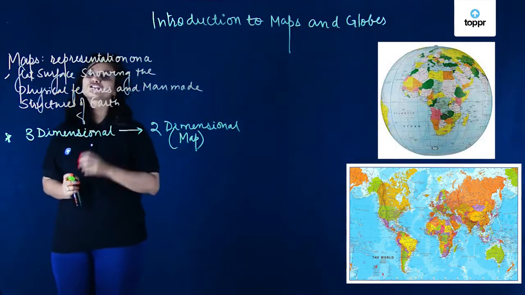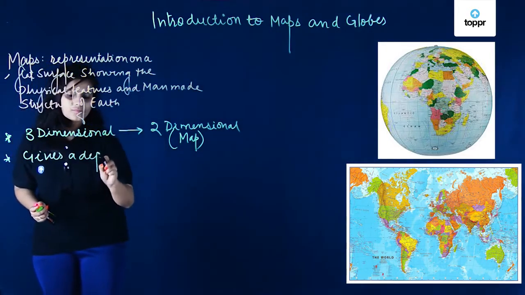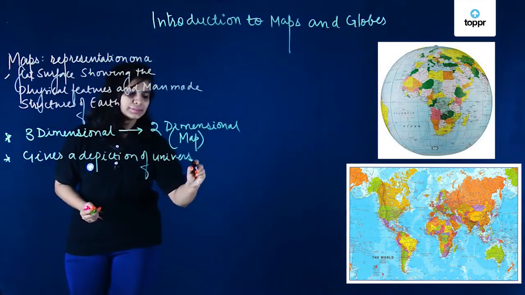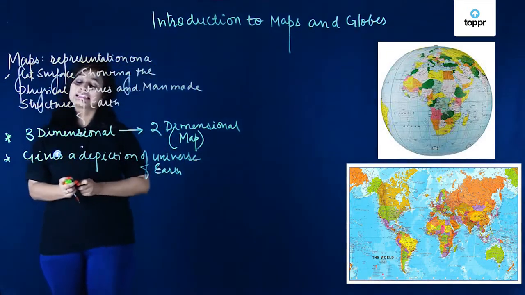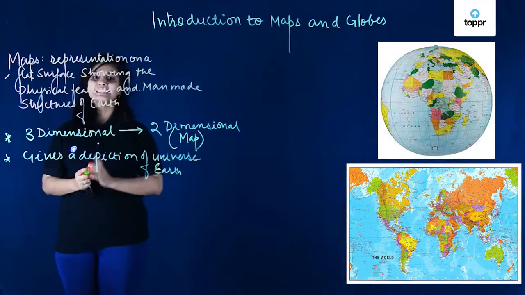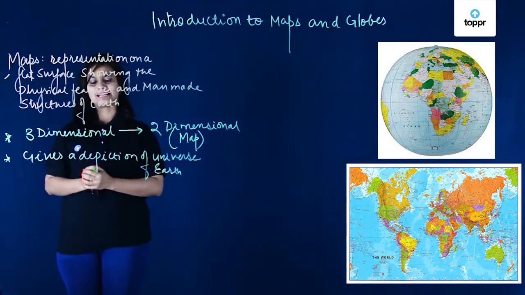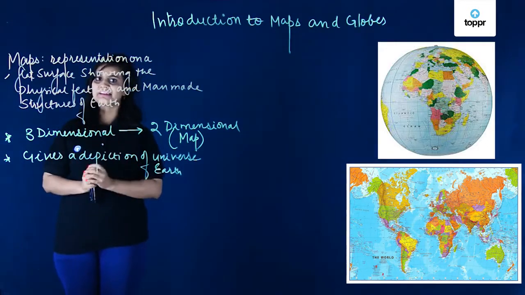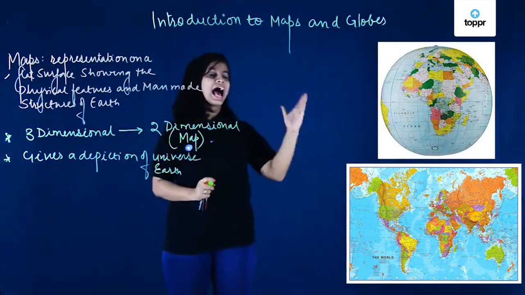Okay, it gives a depiction of the universe, or you can say Earth also. It gives a clear idea of what the Earth is like. So it is on a flat paper that you are getting representation in the form of a 2D image. That is all you have to remember. Now student, this is as far as maps that we have studied. Obviously, we will take up their types, how are they divided and their significance in the next lecture. Right now, we are talking about the introduction to maps and the globes.